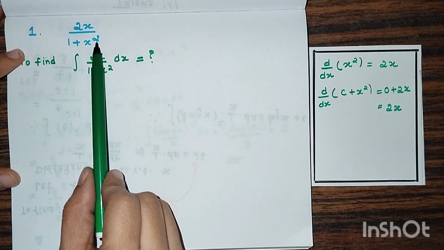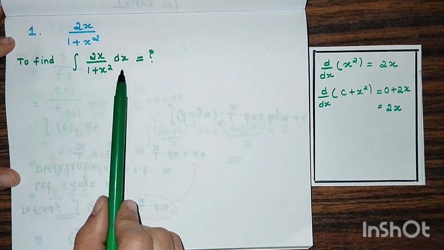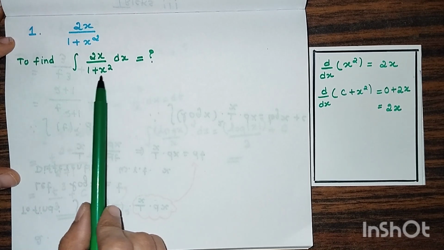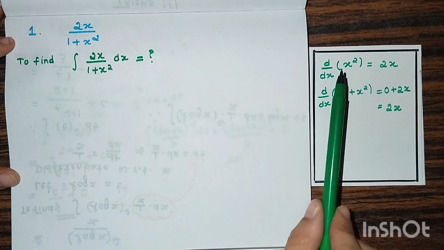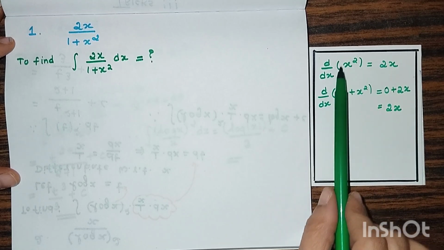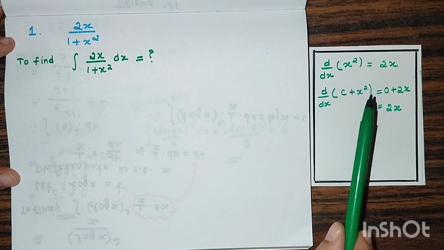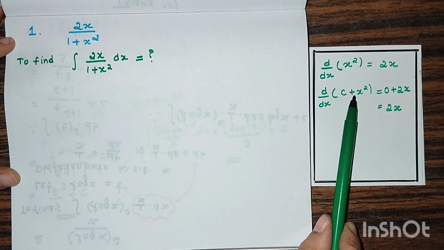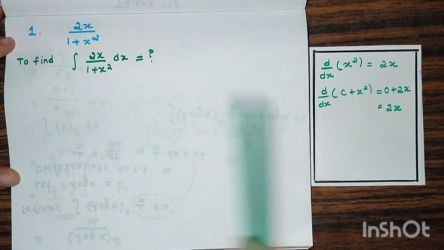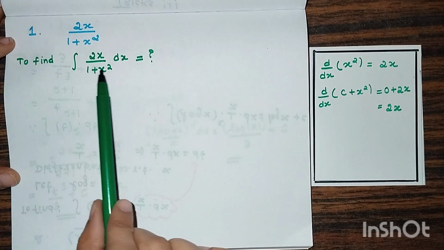2x by 1 plus x square. We have to find the integral of 2x by 1 plus x square with respect to x. So here in the denominator we have x square. If we differentiate x square, we get 2x. So we have to take this function as t. But observe carefully, even if you differentiate constant plus x square, you will get 2x. So in the place of constant we have 1. So we can take this entire denominator as t.